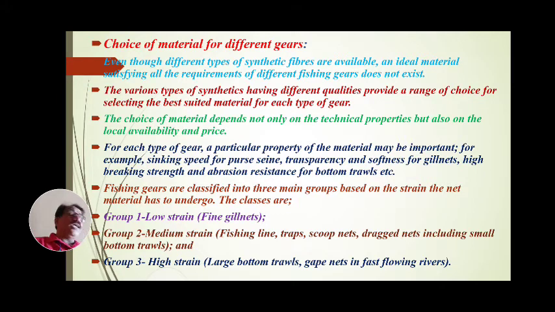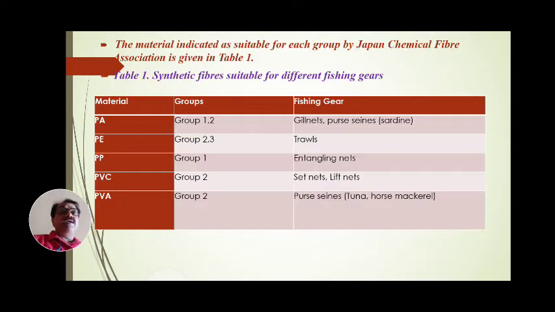These materials are to be selected as low strain, medium strain, and high strain materials. Then the materials indicated as suitable for each group by the Japan Chemical Fiber Association are given in the table.